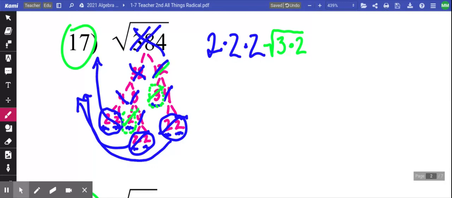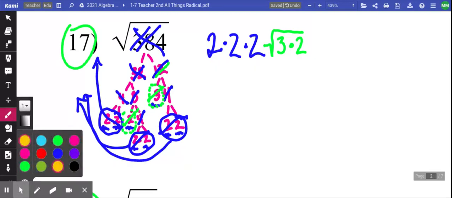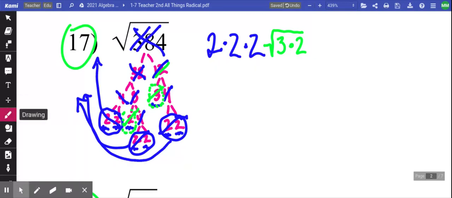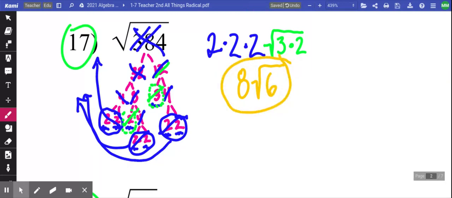Now, I'm going to use a different color here real quick. Pumpkin spice. And let's multiply these numbers. 2 times 2 is 4. 4 times 2 is 8. Okay, and then on the inside, we have to multiply these numbers. 3 times 2 is 6. That's our final answer: 8 radical 6.